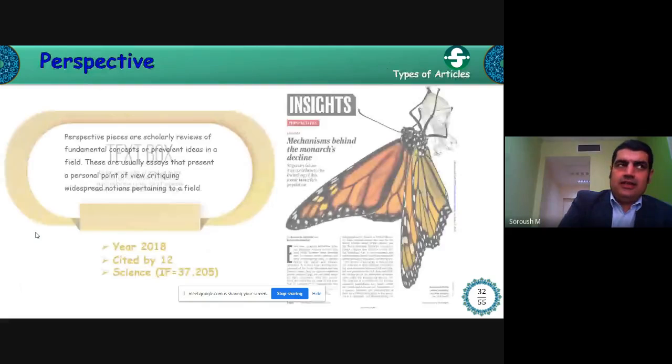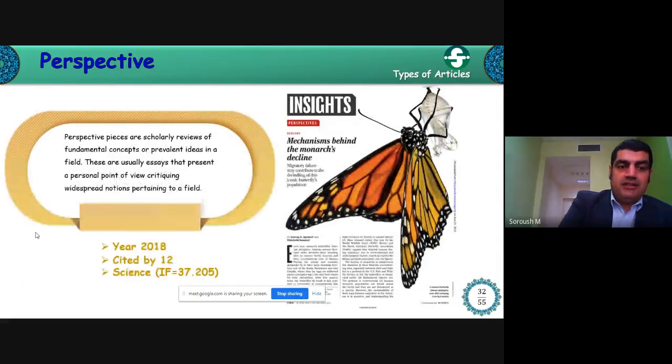So this is another kind of paper, and we can see that there is another kind which is called perspective. Perspectives are scholarly reviews of fundamental concepts or prevalent ideas in the field. So these are like an essay and reflect a personal point of view about a widespread notion. We can see that each sort of manuscript would be suitable for a given purpose.